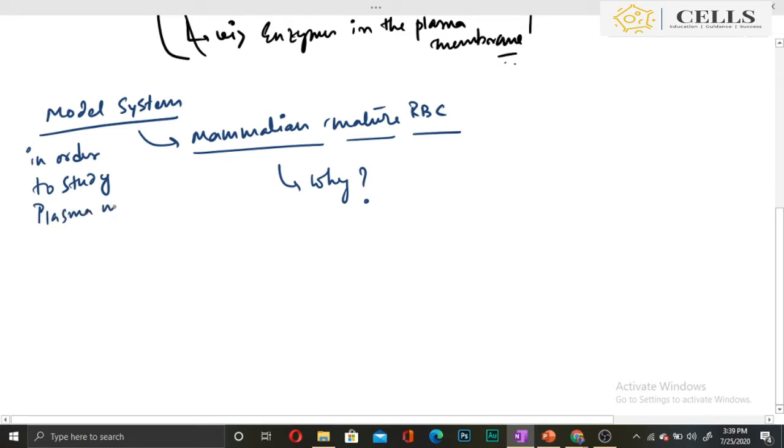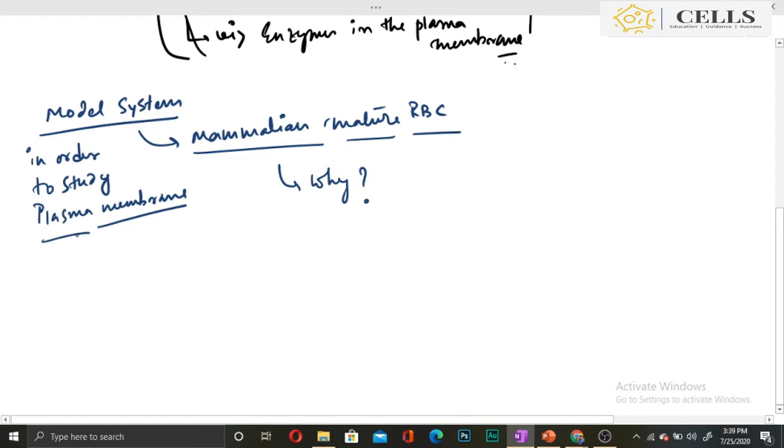Any point of view is welcomed, it's an open-ended class. Anybody? It does not have nucleus, mitochondria and Golgi-like organelles. Absence of nucleus, okay, fine. You're very good. But now relate it. Why is it actually used to study the plasma membrane? You are going good. Easy to isolate. No, there are other cells, we can isolate many things. So easy to isolate will be a vague answer.